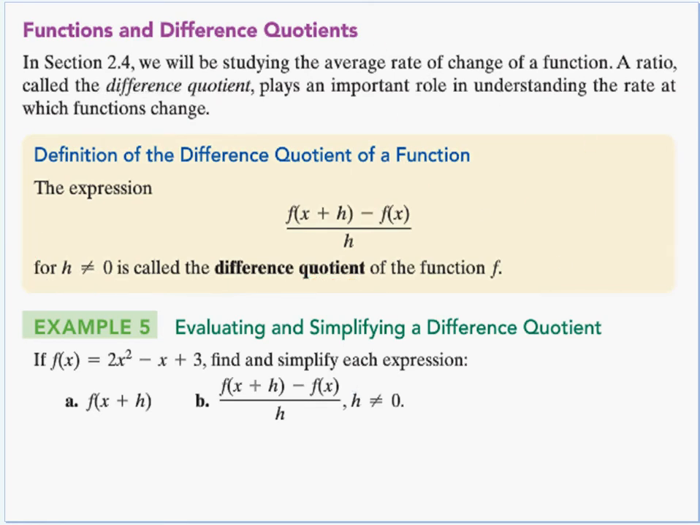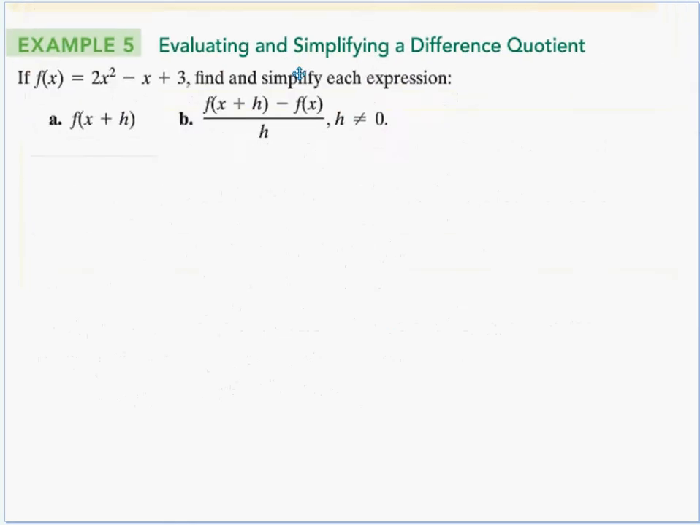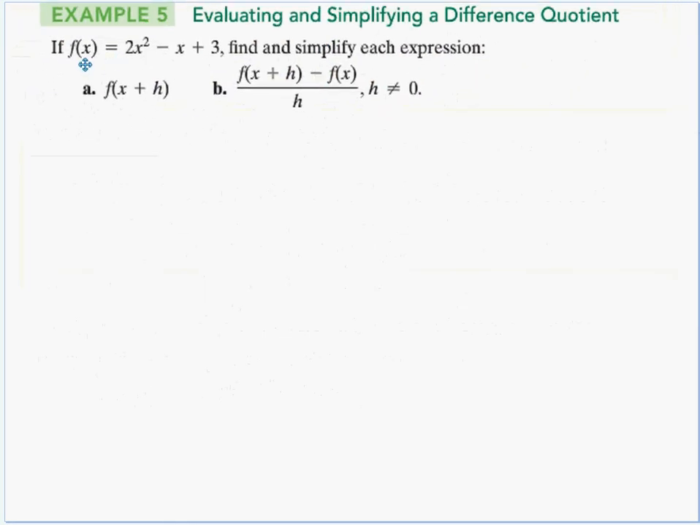So here in example 5, they kind of baby step us. They give us function f of x, 2x squared minus x plus 3. They want us to find and simplify these expressions. First, they want us to find f of quantity x plus h. Once we find that in part A, we're going to put that in here for part B. So we're going to use the answer in part A as this part in part B. We'll subtract the original function and divide by h, and that will be that.